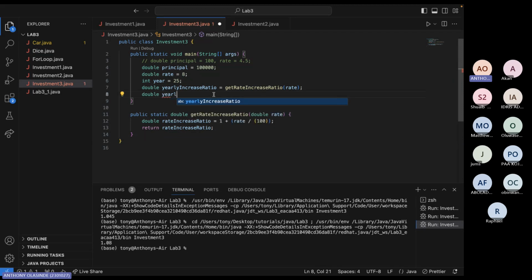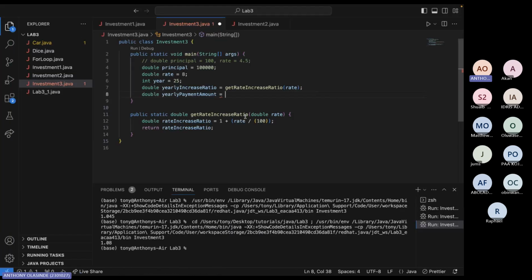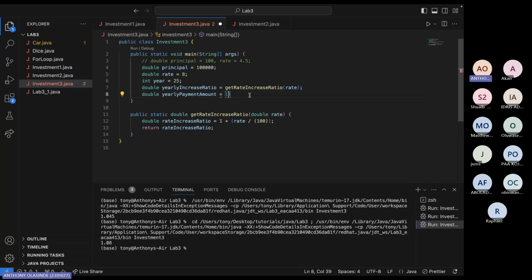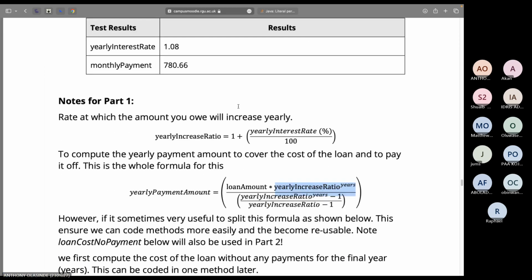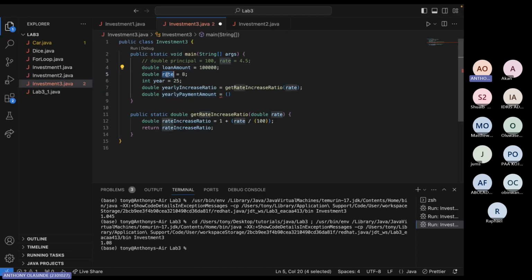So for yearly payment amount equals bracket, then loan amount, that will be principal, and you can just use the correct name, loan amount. Then there is, okay, I think it's called yearly interest rate. So I'll just put yearly interest.